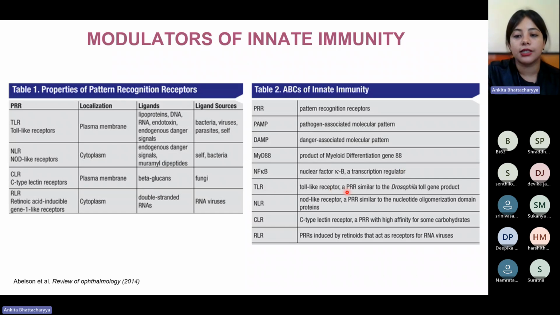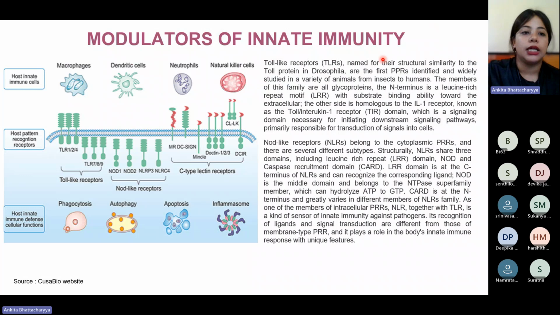TLR are toll-like receptors, like we already mentioned. NLR, CLR, and RLR are something we've already discussed. So these are just some basic terminologies which are modulating innate immunity, and it's just giving you a comprehensive idea of what exactly you need to keep in mind. Now coming to more details about these.